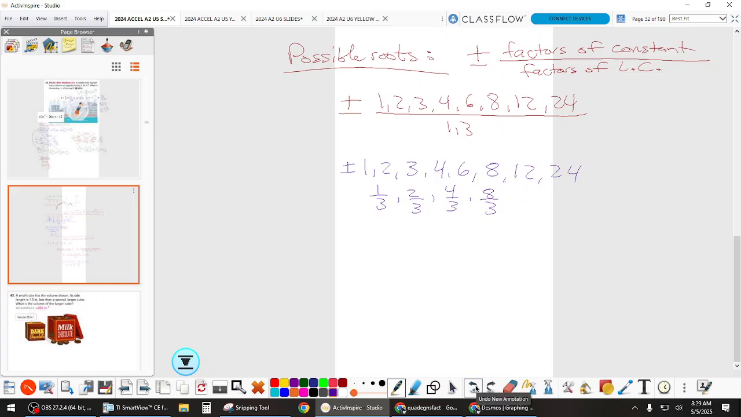So how many possible roots do we have in actuality? 12. 24. Oh, yeah, this one. Oh, yeah, that's right.